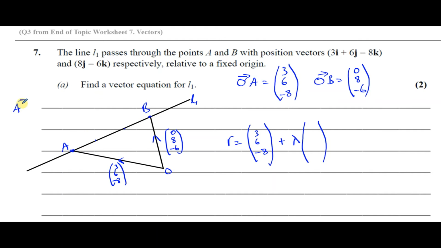Now A to B, we can see the vector A to B. If I want to go from A to B, I've got to go from A to O and then from O to B. So it's like negative OA plus OB, which you could say is O to B minus O to A. That will take me from A to B. Okay. So now I've got to take O to B, which is 0, 8, minus 6. And I've got to subtract from it vector O to A, which is 3, 6, and minus 8. So this is now the vector from A to B.